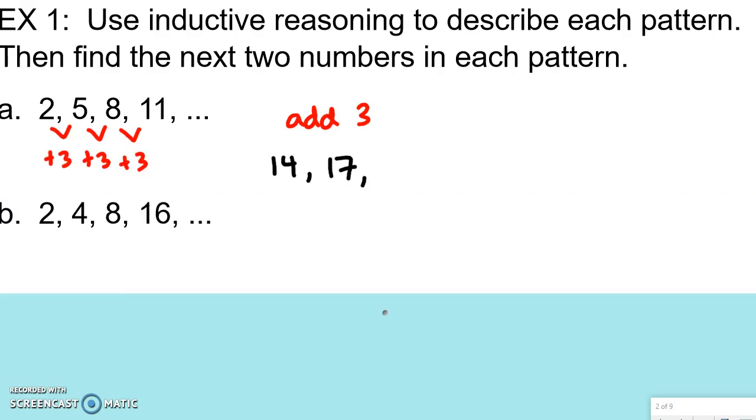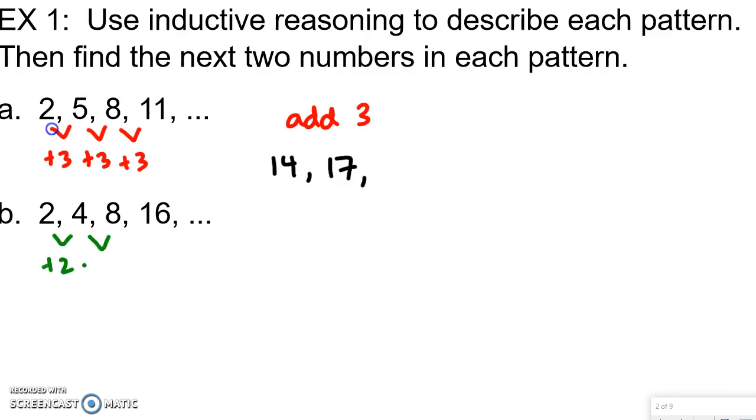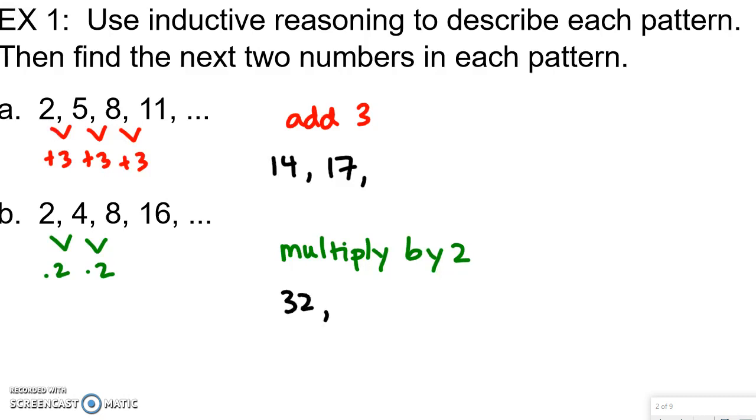Okay? Here, 2, 4, 8, 16. So from here to here would be plus 2, here to here would be plus 4. So I'm not adding the same thing every time. What I'm doing is multiplying by 2. Then the next two numbers: 16 times 2 is 32, 32 times 2 is 64.